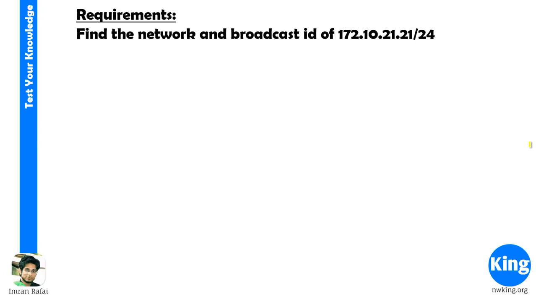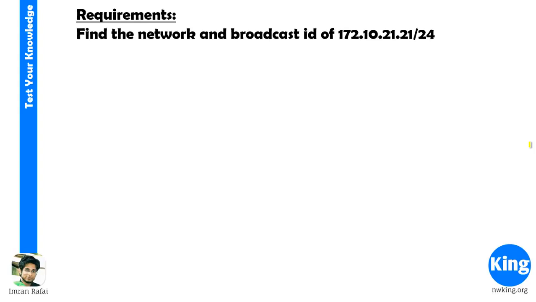This is going to be a real exam type question. So they give you a network and they give you /24. So 172.10.21.21/24. Now the first thing you need to know is 172. What is that? That is part of a class B, right? I mean, by default it is class B, 172. So class B we know is /16. Now in this case it is /24.